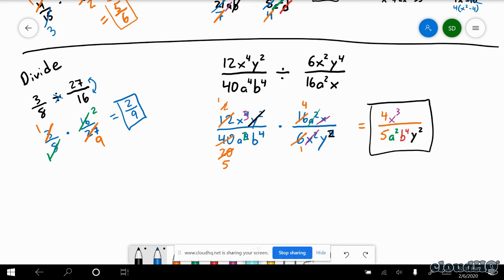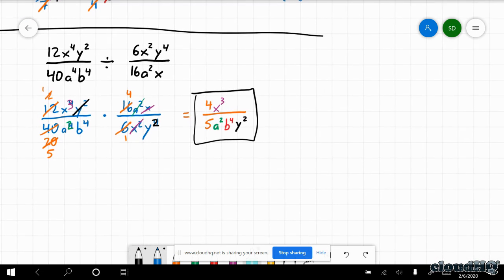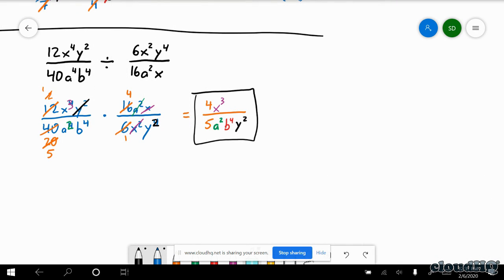But the trickier ones, in my opinion, are when we have the plus and minuses in there. So let's do another division one. And I'm going to write it in a little different form as well for fun. Let's go with x squared minus y squared over y squared minus 49 over y minus x over y plus 7.